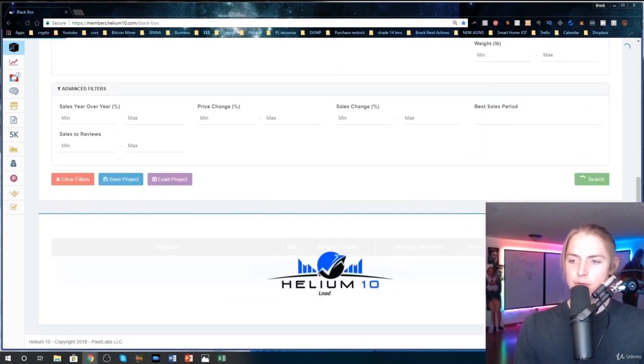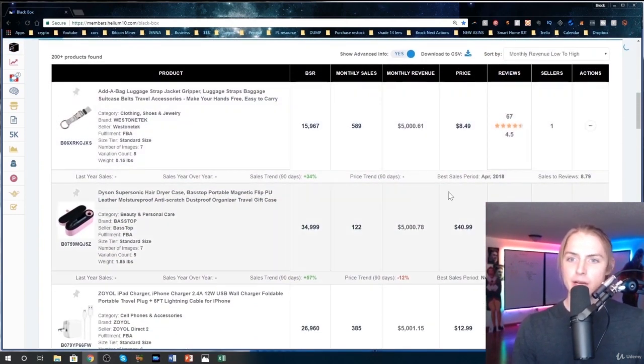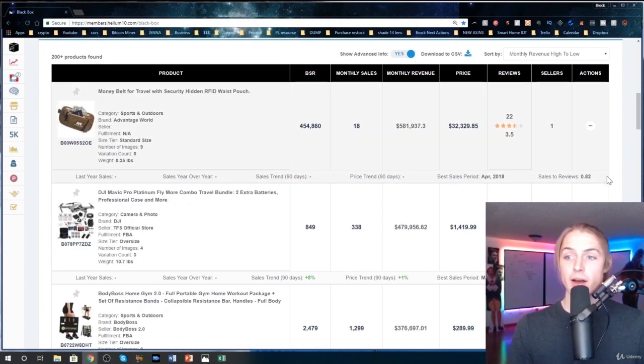And then I'm going to go ahead and sort it by the total amount of monthly revenue. Let's see what are the top selling products for travelers, or at least products that have the word traveler in the title. Okay, all right, so we've got some products up here. Wow, a money belt for traveler.